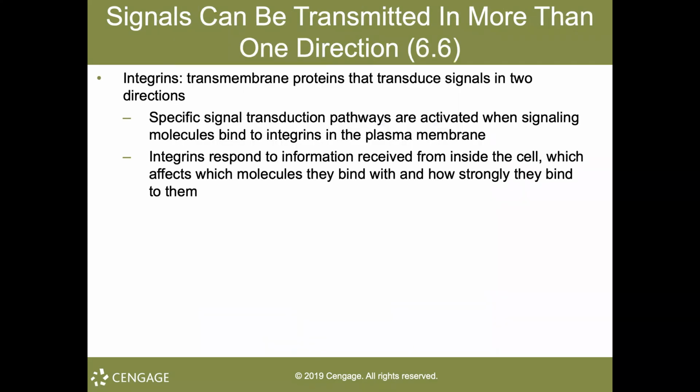Another way for signaling to occur is via integrins. Integrins are transmembrane proteins that transduce signals in two directions. You're going to activate signaling molecules when they bind to integrins, and then integrins can in turn respond to information received from the inside of the cell. And that's going to affect how other molecules bind to the actual integrin.